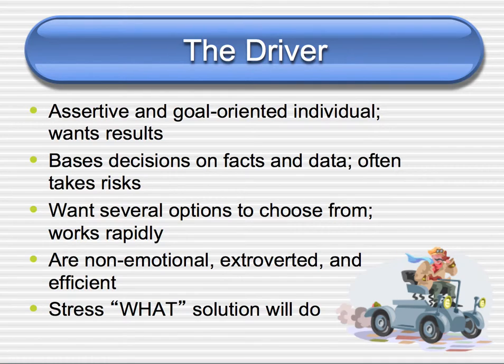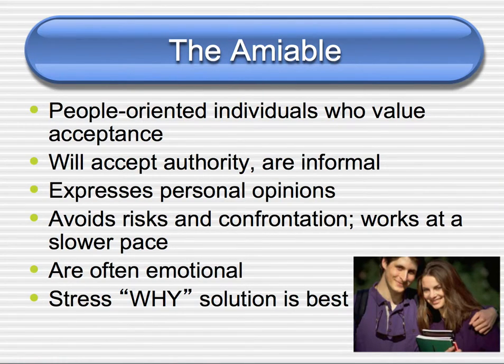The driver is more of an assertive, goal-oriented individual who wants results. They want to get it done. They want to jump in and say, okay, it is training, and we're going to do e-learning, and it's going to be an interactive module that we program in Articulate Storyline. Now let's get at it and get it going. They basically jump on it and work right through the process. The amiable person is the person who likes to make sure that everybody's happy, and they're very people-oriented. They accept authority well.